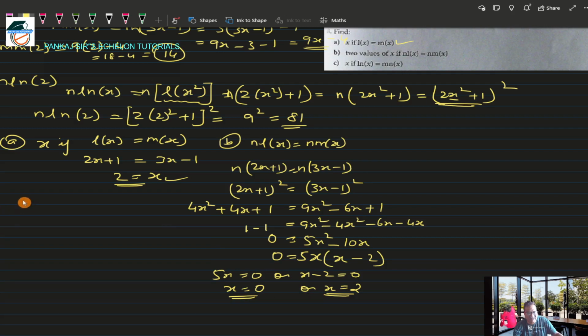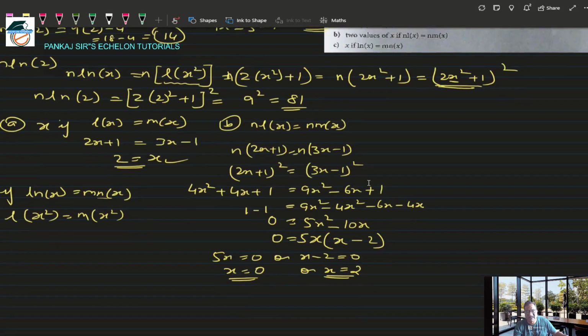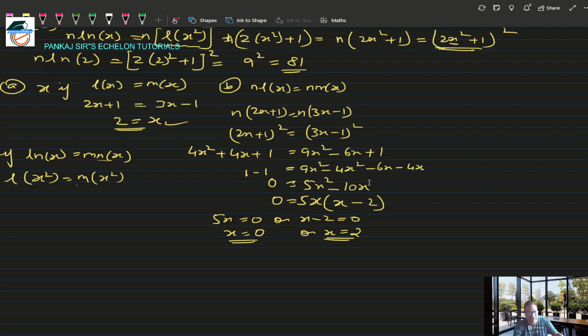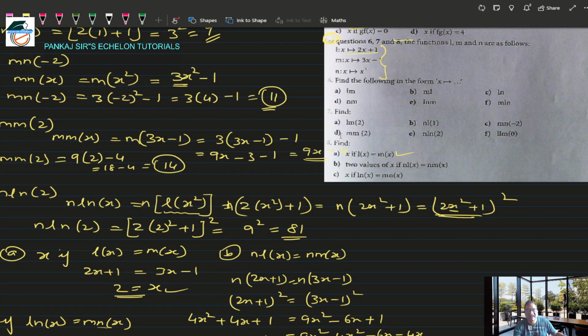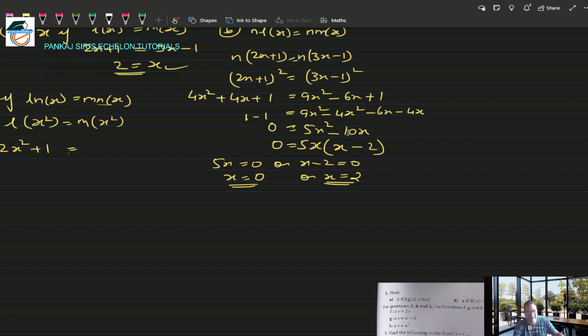Let us work out question number C. So what is x if ln of x is equal to mn of x? Now ln of x should be what? N of x is x squared, and this is L of x squared, and n of x is again x squared, and you have an m in front of that. Now L function is 2x plus 1, so L of x squared should be 2 into x squared plus 1. Similarly, m of x is 3x minus 1, so m of x squared will be 3 into x squared minus 1.